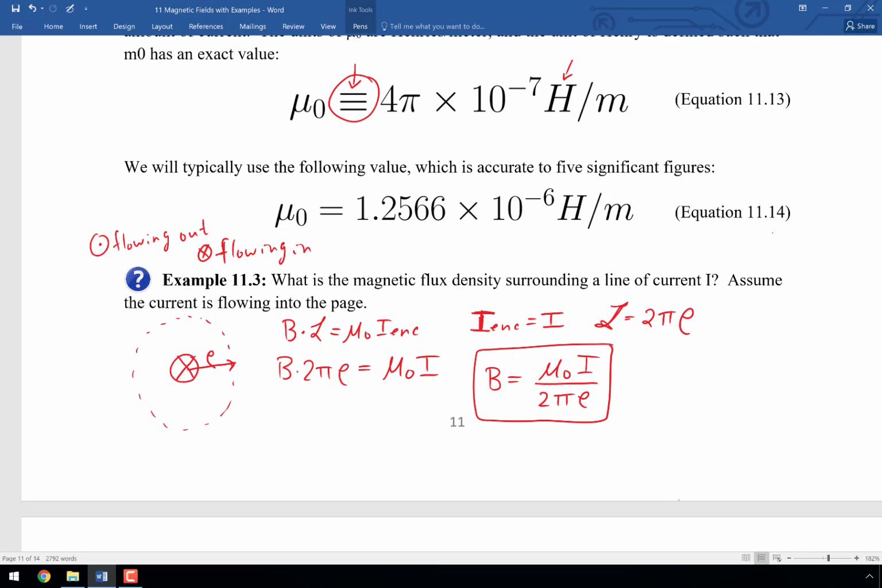Now, it's always good to do a reality check here. I would expect that stronger currents would yield stronger magnetic flux densities, and sure enough, the I is in the numerator, so I'm feeling pretty good that as I increases, the magnetic flux density would increase. I would also think that the further away I get from this current, the magnetic flux density would decrease, and good thing rho is in the denominator, so as rho increases, the magnetic flux density will also decrease. So I'm feeling pretty good about that.